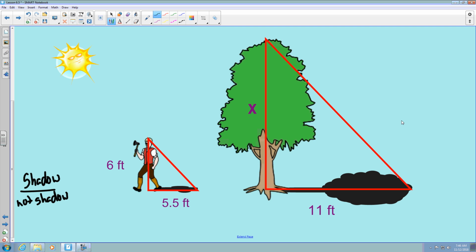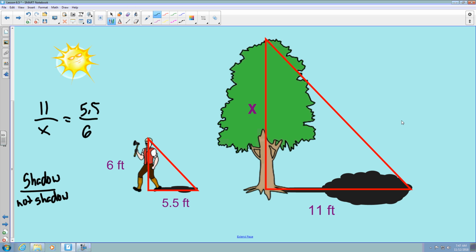in the denominator. Okay, so if you look here, the tree shadow is 11 feet over the non-shadow of the tree. Well, actually, the corresponding would be the shadow of. Actually, nope. Yeah, we can run it like this. The shadow of the human would be 5.5. So then we can go over here and say corresponding with the tree would be the non-shadow of it, and corresponding with the shadow of the human would be 6 feet.